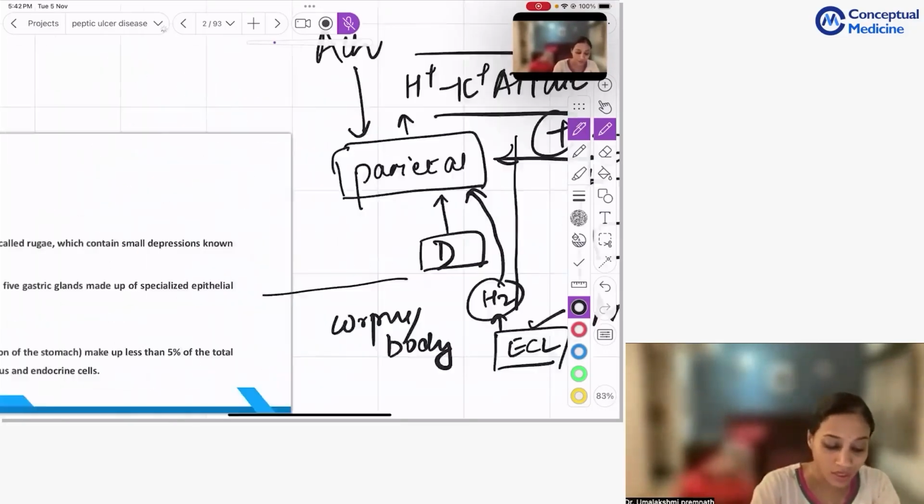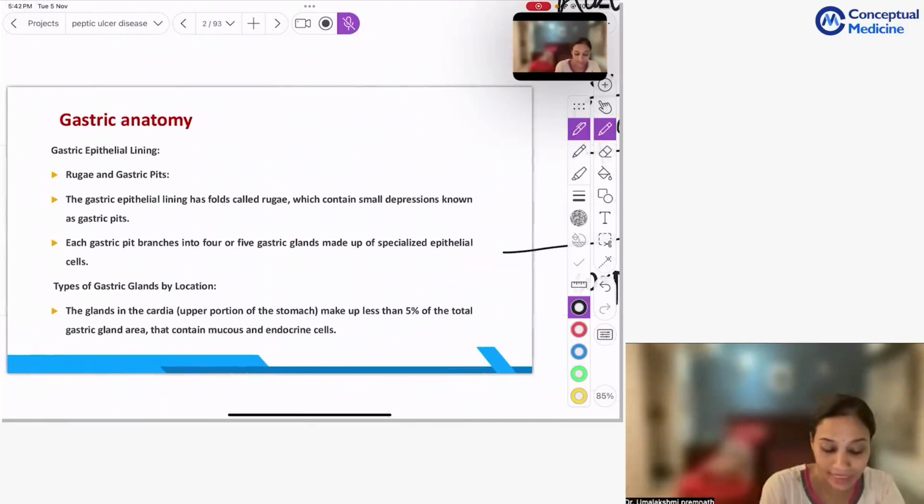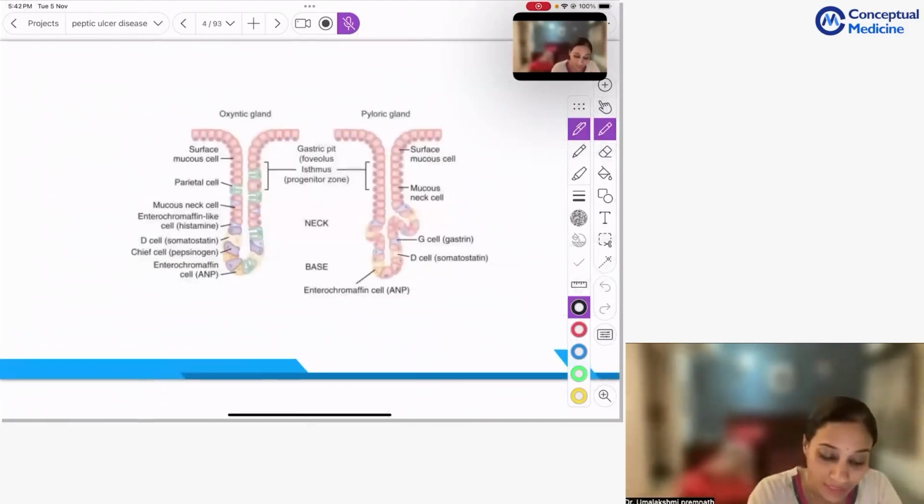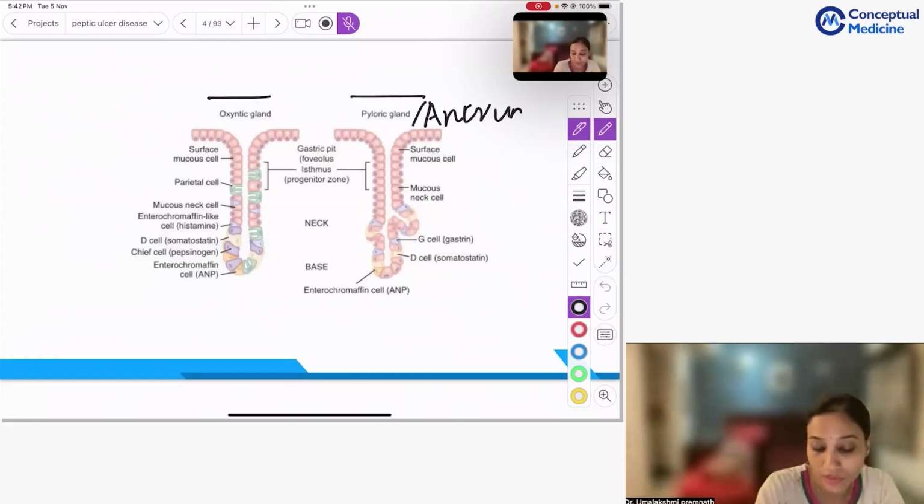Okay. Now, what we need to know regarding the anatomy is that you have different types of gastric glands. See, this is an oxyntic gland. Anatomically, you have an oxyntic gland, and this is a pyloric gland, or the antrum. Any gland for that matter contains the apical pits.